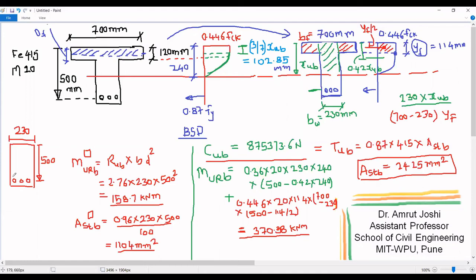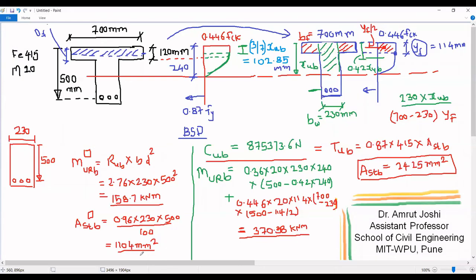Area of steel for this rectangular section to be a balanced section is 0.96 by 100, which is the percentage of tension steel for balanced section, multiplied by 230 into 500, which is the effective cross section. This turns out to be 1104 mm square.